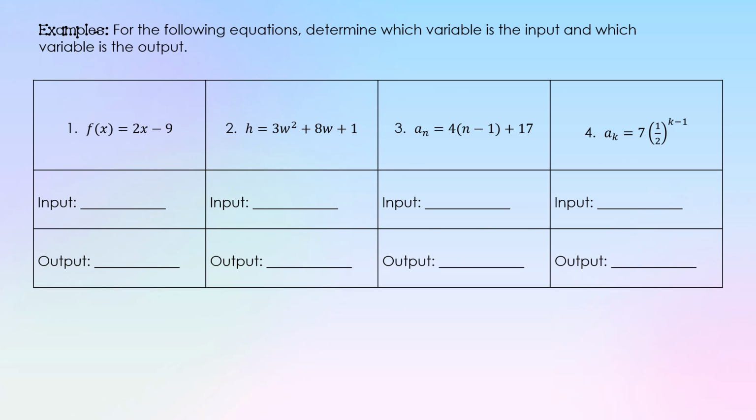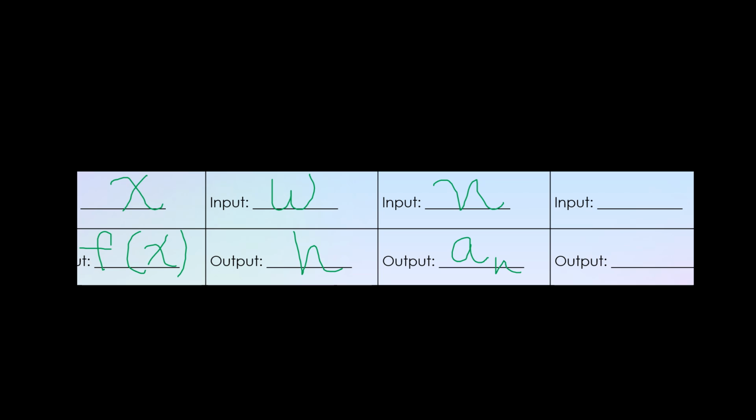So for number 1, we have f of x equals 2x minus 9. So in the function, we are putting x, and out of the function, we are getting f of x. On number 2, we are putting w into the function, and we are getting h out. On number 3, our input is n, and we are getting out a sub n. And number 4, our input is k, and we are getting out a sub k.